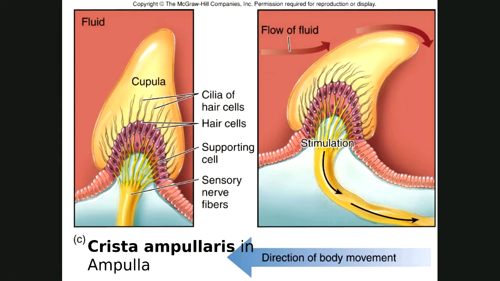Any questions? So remember, there are 3 of these, and they're in the X, Y, and Z planes. Well, what if this one is activated? This one's not activated. This one's activated. Then your brain can interpret that and know the direction that you're moving.